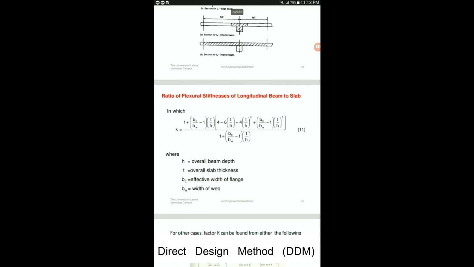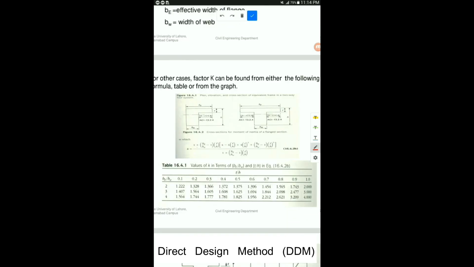So in order to calculate the value of K, we have three different procedures. Either you can use this long formula to calculate K. This is the second method. You need to find two ratios, BE over BW and T over H. And depending upon that, you are going to select a particular value of K.